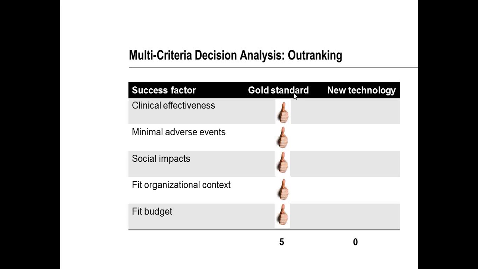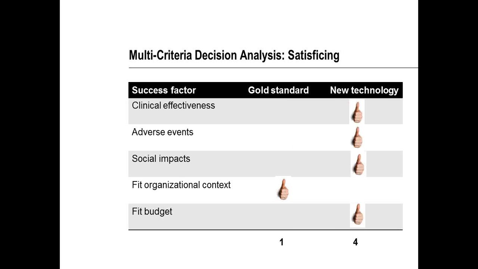Let's say that the golden standard really has major advantages. So for all the different decision criteria, the golden standard performs much better than the new technology. Then it's really clear the golden standard outranks the new technology, and then an outranking method is sufficient to support your decision. But now the circumstances are a little bit different.